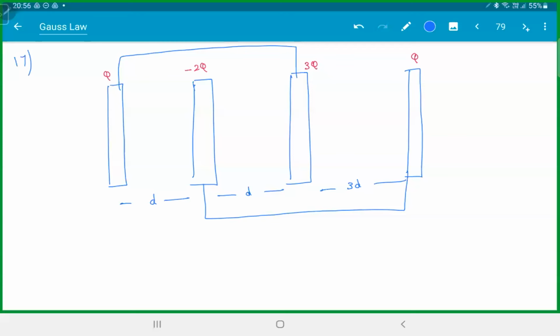Three Q by 2. What's the total? Outside will be total by 2. That will be 3Q by 2. 3Q by 2. Then how are you doing that? You can't conserve like that, boss. These two plates are connected.